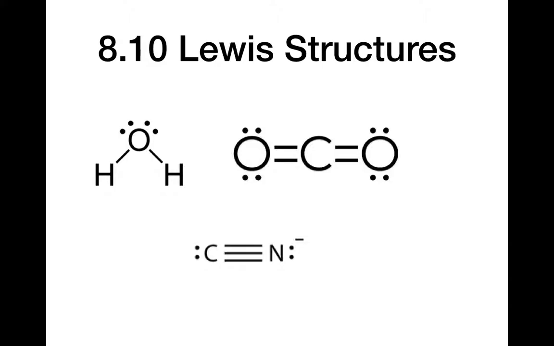CN minus shows us what we would do for an ion, the cyanide ion, CN minus. Carbon would bring 4 valence electrons and nitrogen would bring 5 for a total of 9. However, the -1 charge is another valence electron for a total of 10. So CN minus has 10 valence electrons. You can try different structures, but the best way to arrange them to give carbon and nitrogen both an octet is a triple bond and 2 unshared pairs, 1 on each atom.